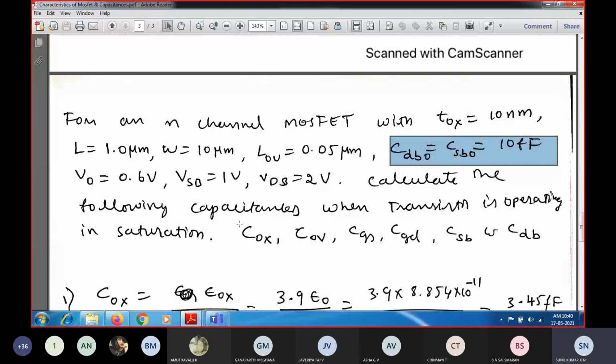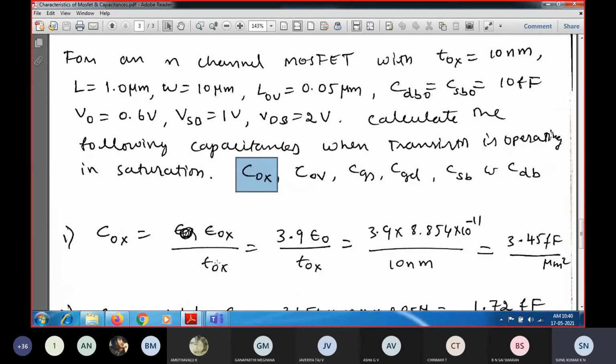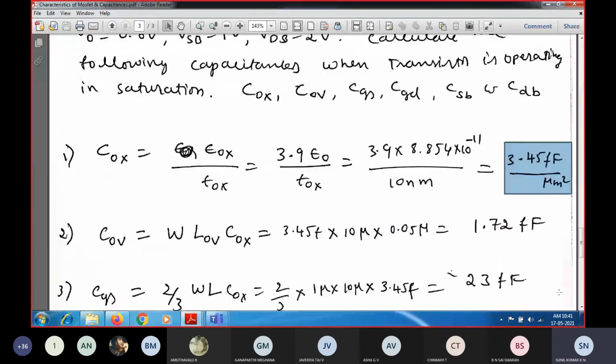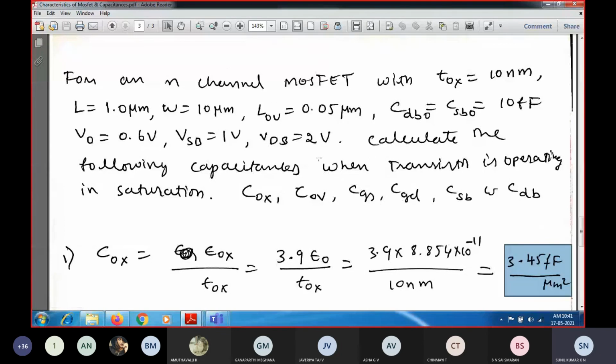So Cox. For all of these we should know what the Cox is. Oxide gate capacitance, Cox, how are we going to find it? Epsilon ox will be equal to epsilon r into epsilon naught, divided by the thickness of the oxide. For silicon dioxide, 3.9 is the relative permittivity. So multiply with the absolute permittivity and divide by the oxide thickness. That gives the value of the gate oxide capacitance. If you substitute, you will get this value as the oxide gate capacitance: 3.45 femtofarad per square micrometer. Okay, so once you know this oxide gate capacitance, we need to find out what is next.